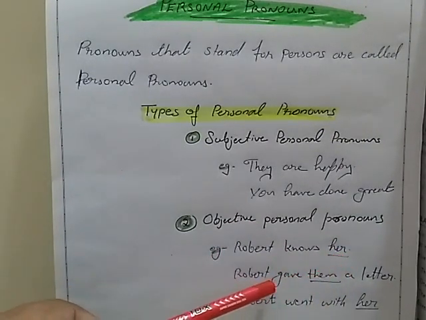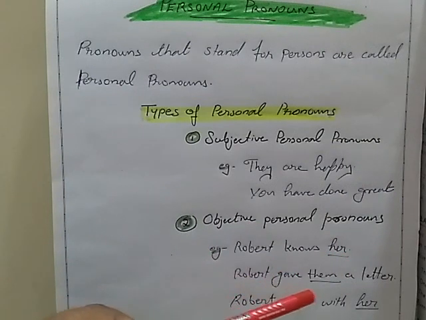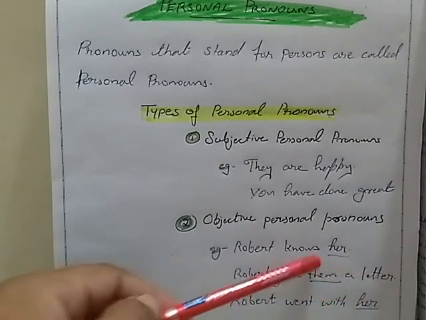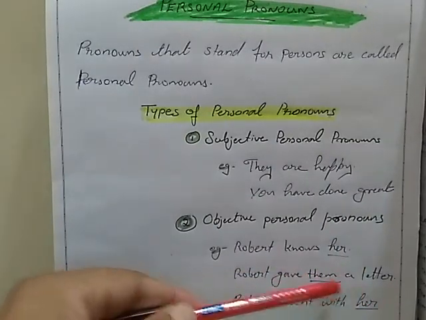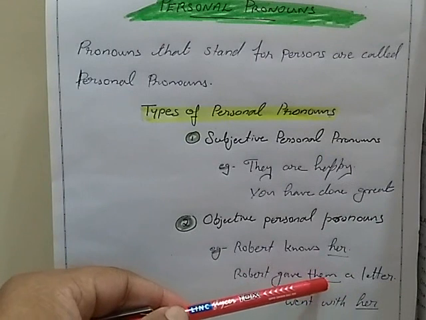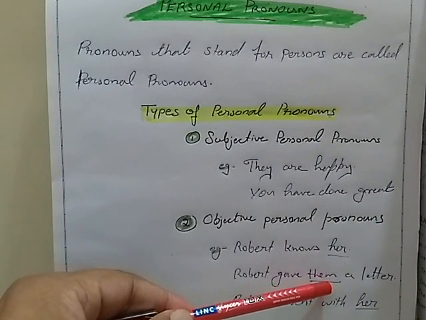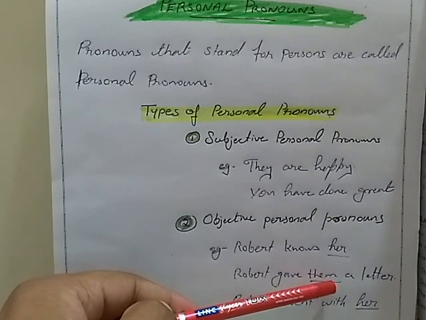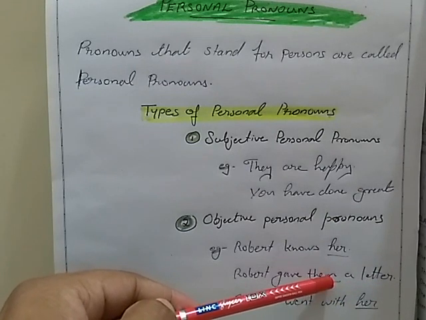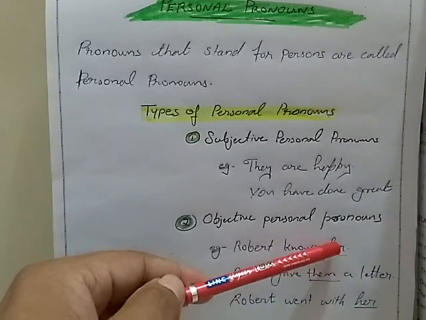And in the second example we can see, a robot gave them a letter. There are two objects here, direct object and indirect object. Robert gave them a letter. Here them, third person plural personal pronoun, is used as an indirect object. The direct object is a letter and them is the indirect object. So here it is an indirect object. Here it is a direct object.